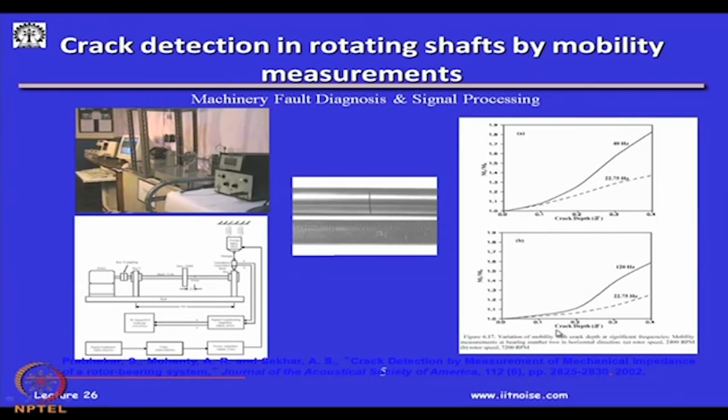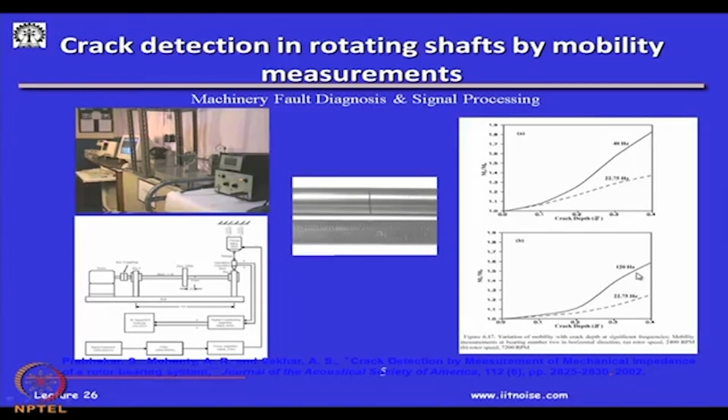And then you will see here, the x axis is the crack depth alpha, which I told you is A by D. We have gone as high as 0.4, pretty high. A by D is 0.4, and we have run the system at two different frequencies. One was 22.75 hertz and one is at 40 hertz. And you will see how with crack depth suddenly this mobility changes.